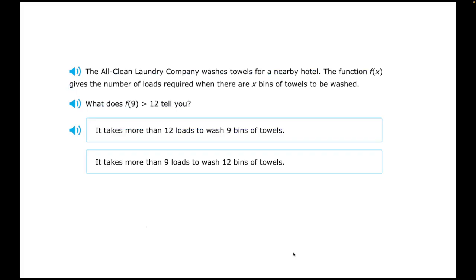All right, last type of problem here. Okay, I'll give you a second if you want to pause the video to read the problem. All right, now that you've read the problem, we have this inequality, right? And the way we read this is f of 9 is greater than 12.